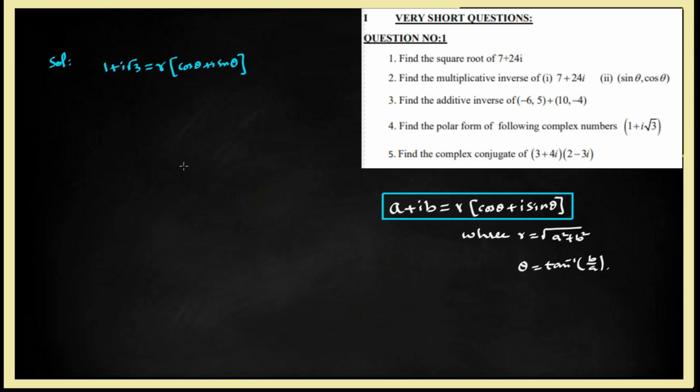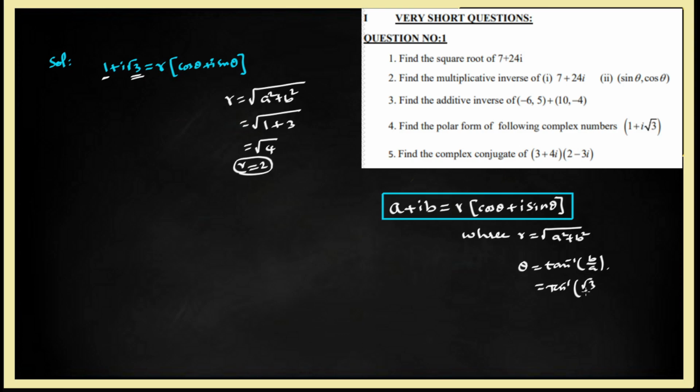So the given complex number is 1 plus i root 3. We have to convert it into polar form, r into (cos theta plus i sin theta). The formula of r equals root over a square plus b square. Here a is the real part, that is 1 square, and b is the imaginary part, that is root 3, whole square is 3. So 1 plus 3 is root 4, and root 4 equals 2. So r equals 2.